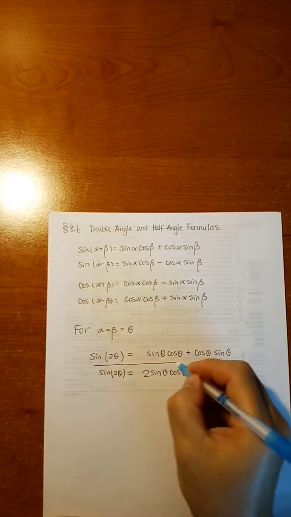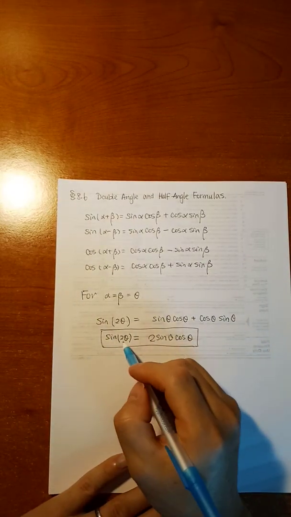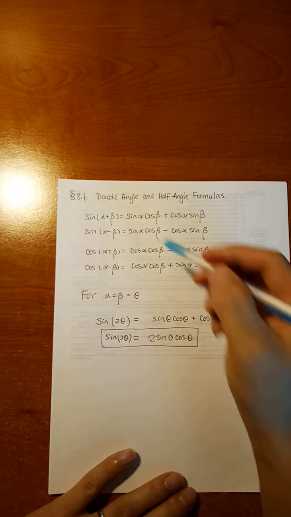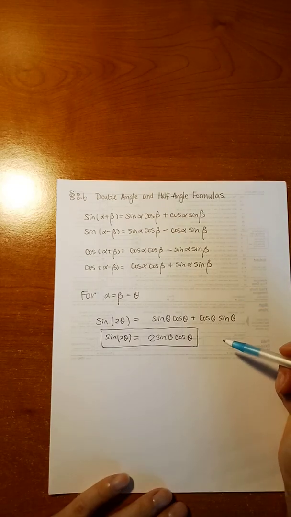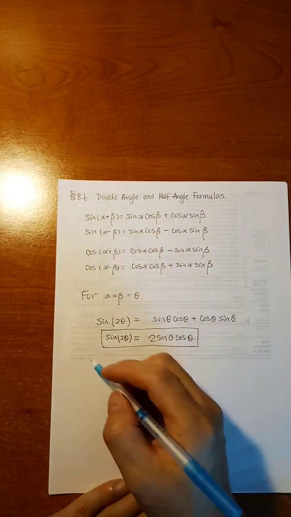So this is the first formula for today. Sine 2 theta is 2 sine theta cosine theta. That's called the double angle formula for sine. Double because we have a coefficient 2.